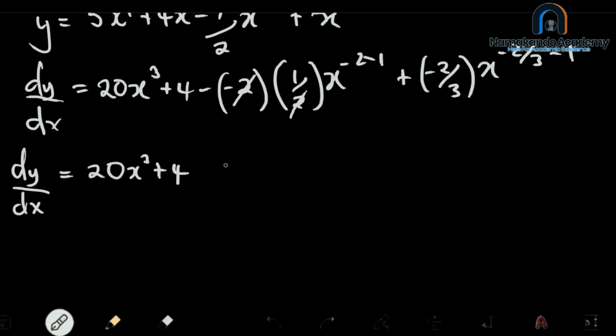Now this 2 and that 2 cancel. Negative and negative yields a positive. Then 1 times x gives us x to the power negative 2 minus 1, which gives us a negative 3. Then positive and negative gives us a negative. Then we have 2 over 3. There will be x this side.